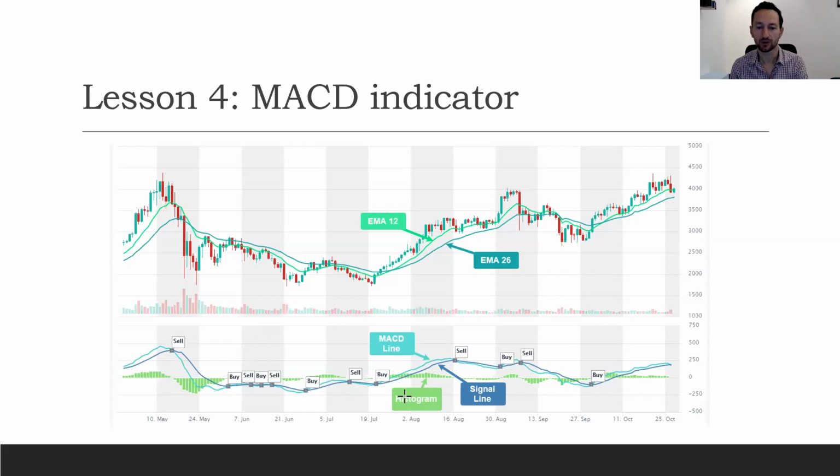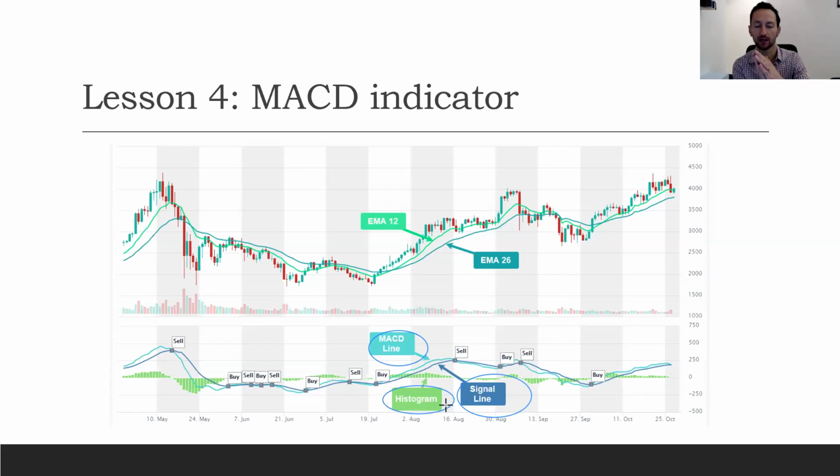Now, also important is to understand what the histogram shows us. Those are the green bars that we see here. The MACD histogram, which we will utilize as well in a more advanced form of the strategy. The bars illustrate or capture the difference between the MACD line and the signal line. The difference between this line and this line is captured by the histogram bars.